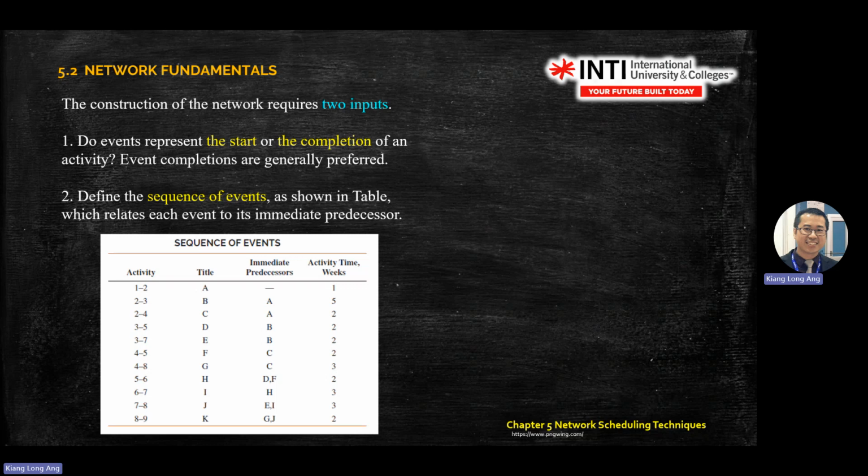Usually in the test, assessment, or your final exam question, you will also see something like this, a table rather than a network. You'll see a table with activity, title, then immediate predecessor, which means when you start B, you need to wait until A is done. Like B, you need to wait for A; C, you need to wait for A; D, you need to wait for B, and so on. Then the activity time here is a mean.